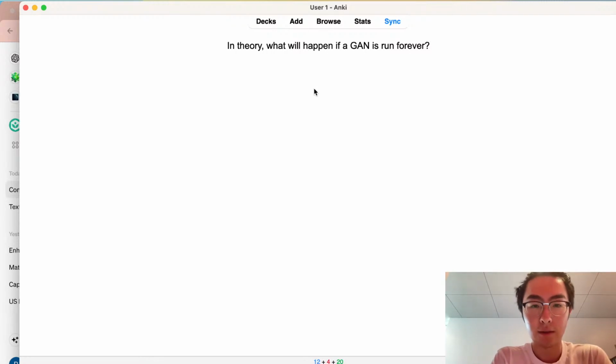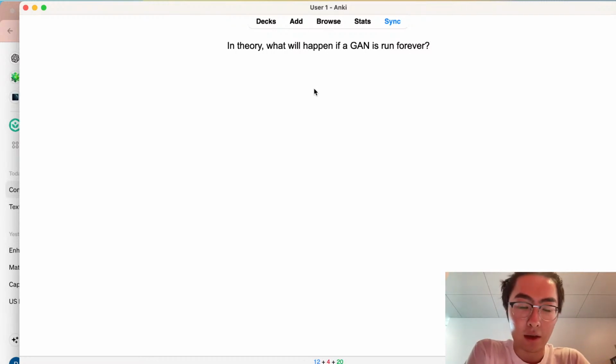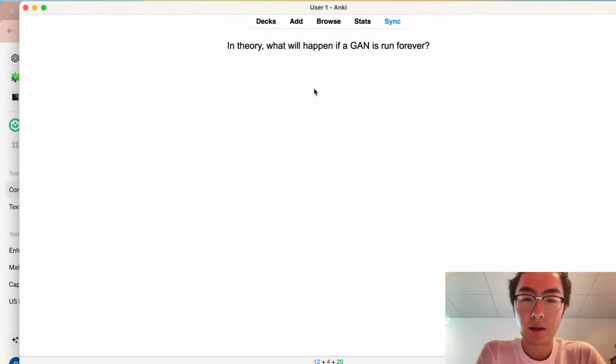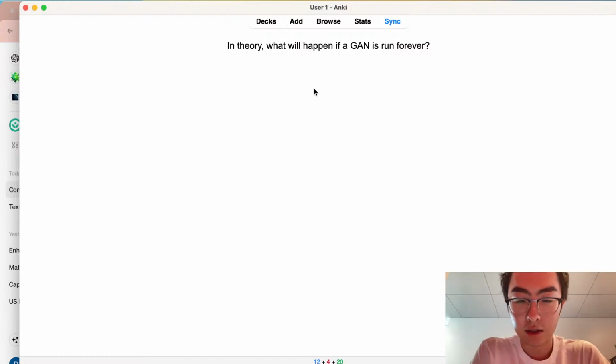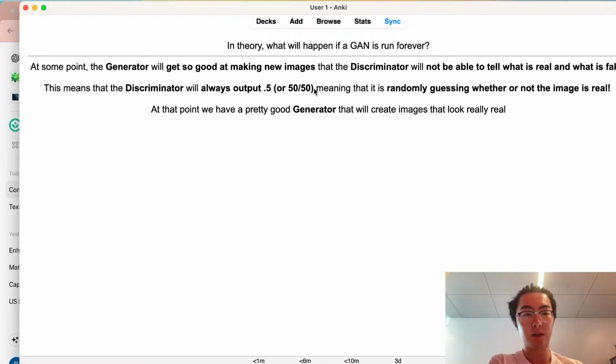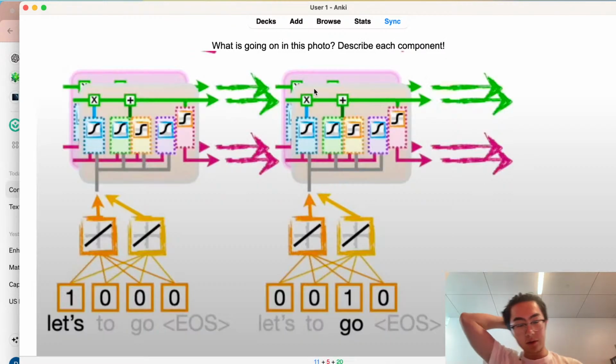In theory, if a GAN is run forever, then it will end up generating images or something that is indistinguishable between being real or fake. 50-50. Okay. Is that really real? At that point, we have a pretty good generator that will create images that look really real.